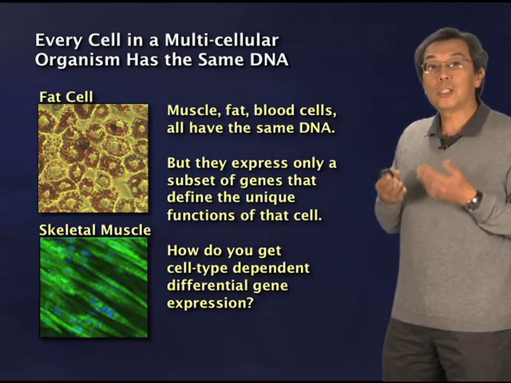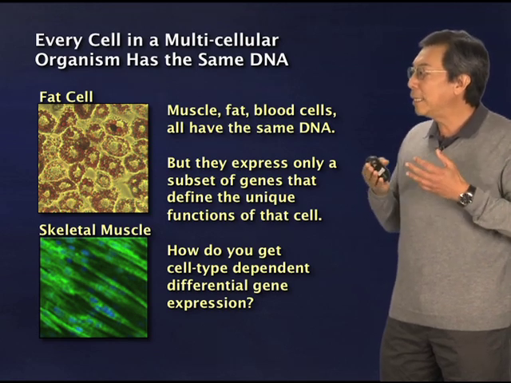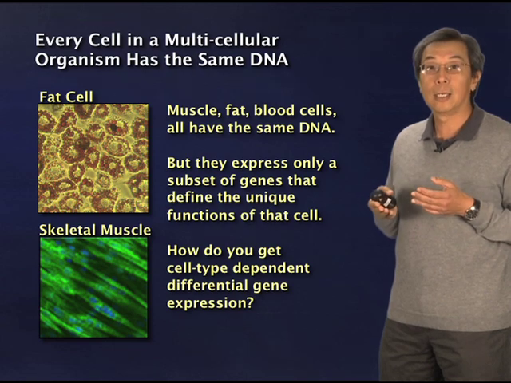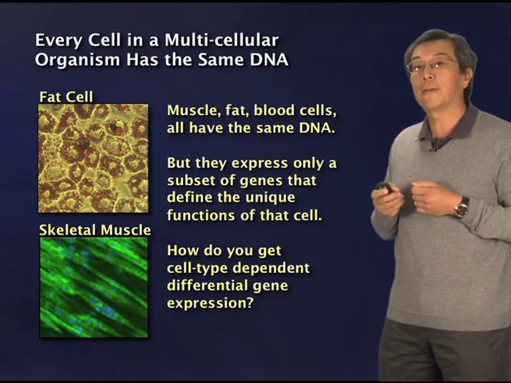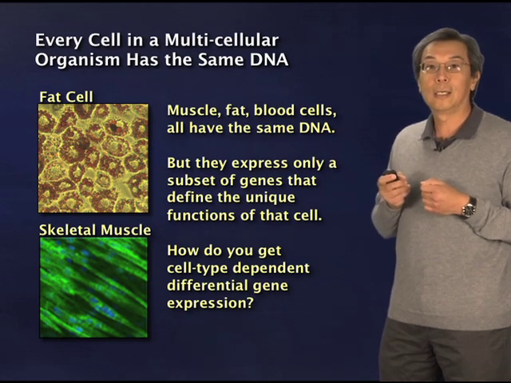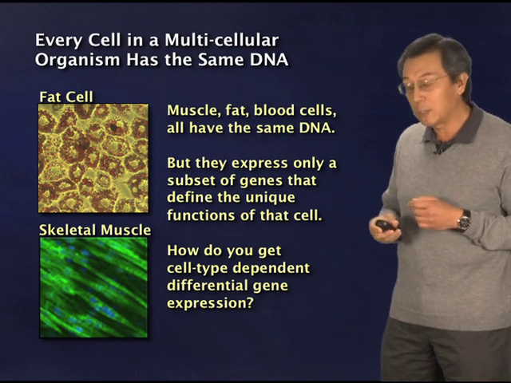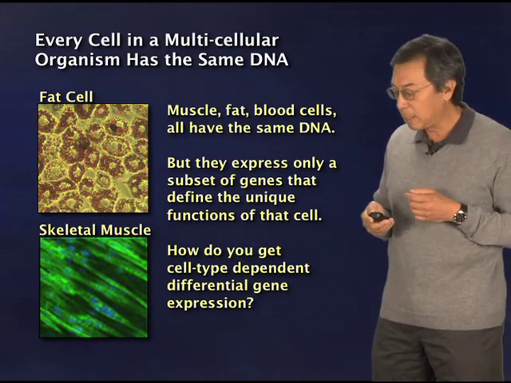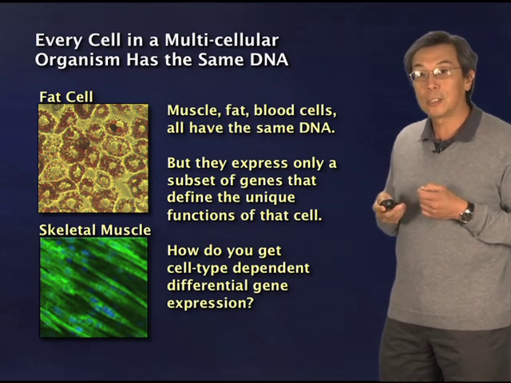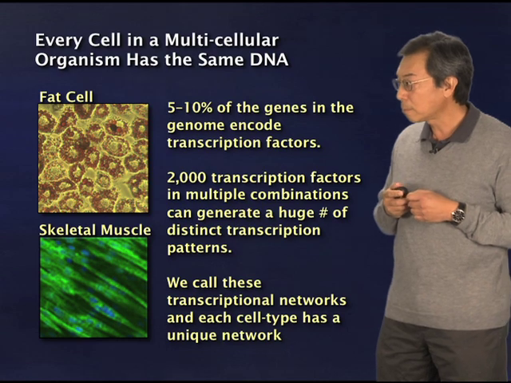And so then the question becomes, okay, that makes sense, but how do you get there? How do you get cell type dependent differential gene expression patterns? How do you turn on the right genes to make fat versus keeping the muscle cell gene functions turned off, and vice versa? So that is a fundamental question of trying to understand the process of cellular differentiation, cell-specific function, and really developmental biology.